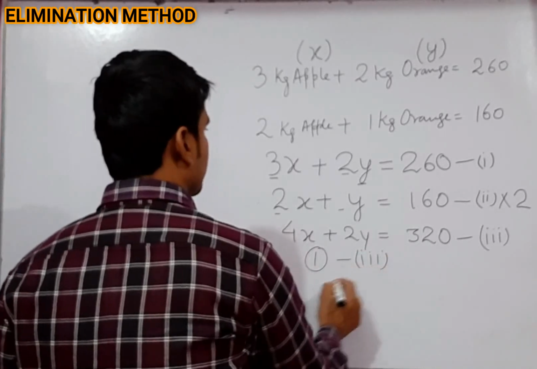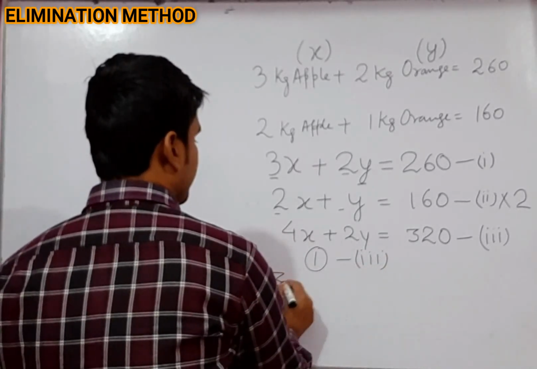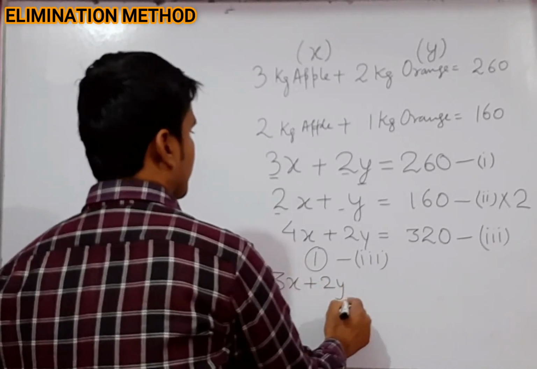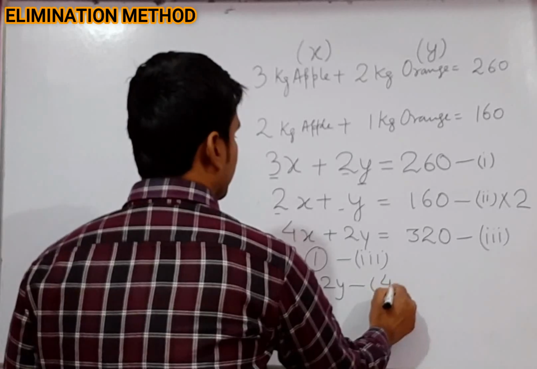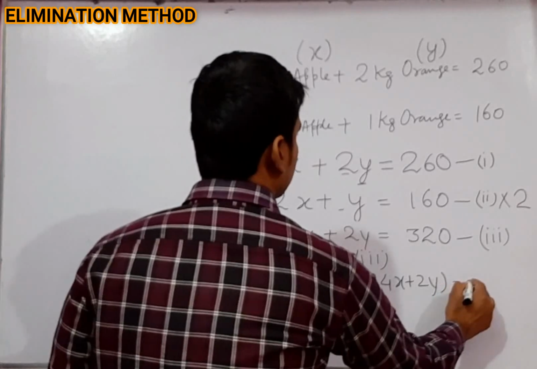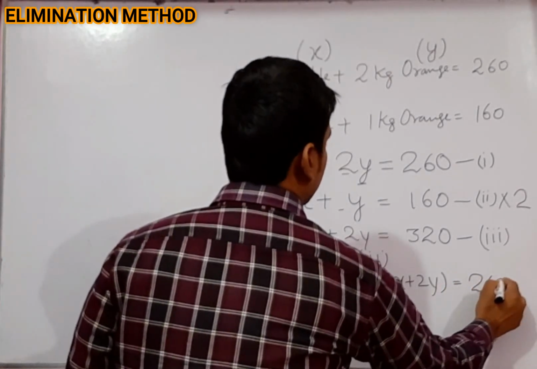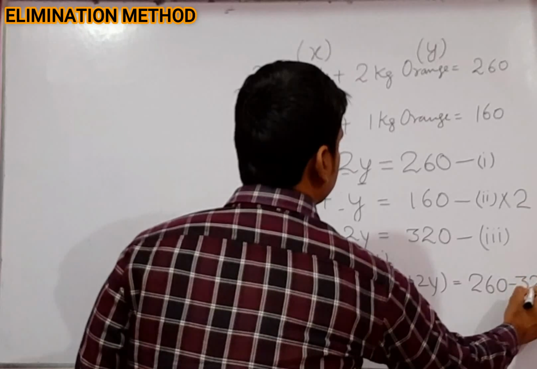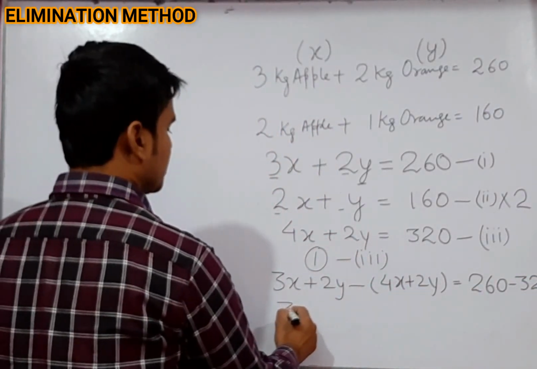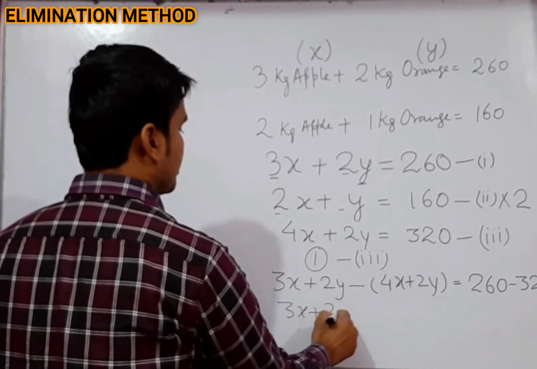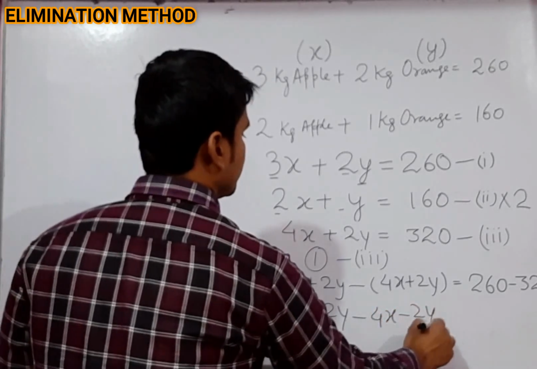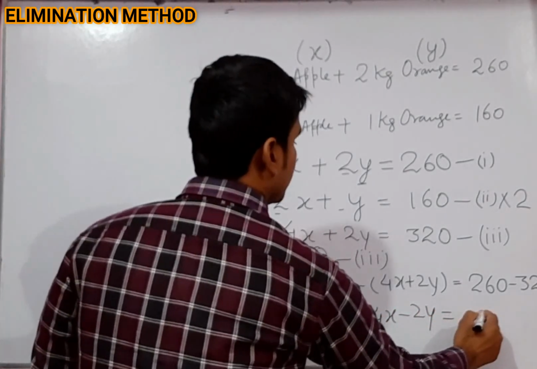Okay, so we have to write 3x plus 2y minus 4x plus 2y equals to 260 minus 320. Okay, now 3x plus 2y minus 4x minus 2y equals to minus 60.